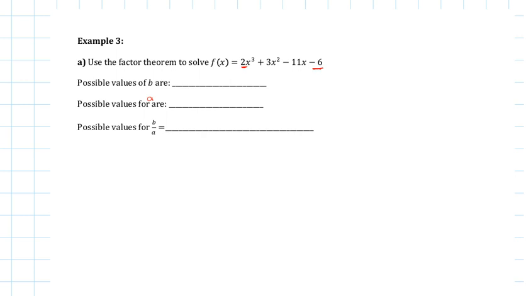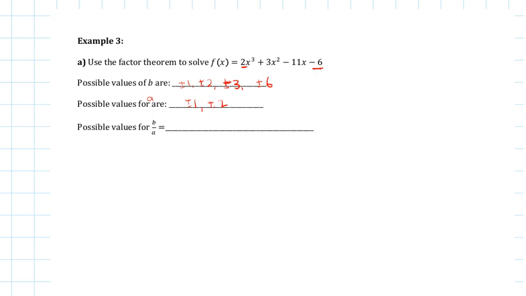So remember this. Possible values for b or factors for b will be plus or minus 1, plus or minus 2, plus or minus 3, and plus or minus 6. So these are the factors of 6. Now I'm looking for the factors of 2. That will be plus or minus 1, plus or minus 2. So the possible values of b over a, you're going to take the values of b divided by a. So I'll have plus or minus 1, plus or minus 1 over 2.